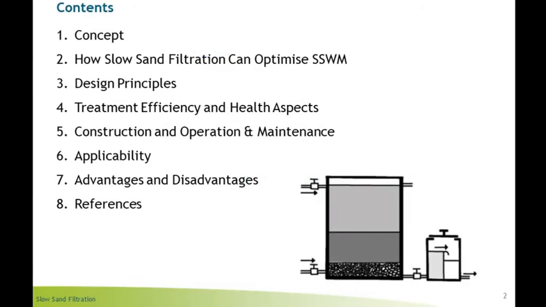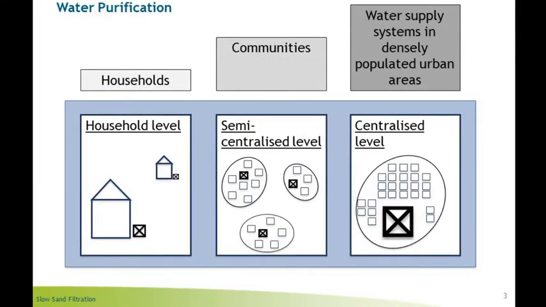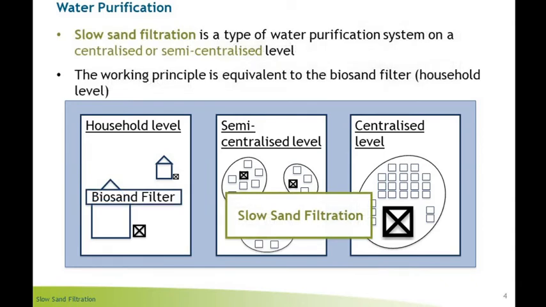Some of the contents are how a slow sand filter works, design principle, treatment efficiency, construction and operation, maintenance, advantages and disadvantages. This is the water supply system in populated areas, communities, and households. Slow sand filtration is a type of water purification system on a centralized or semi-centralized level. The working principle is equivalent to the biosand filter at household level.